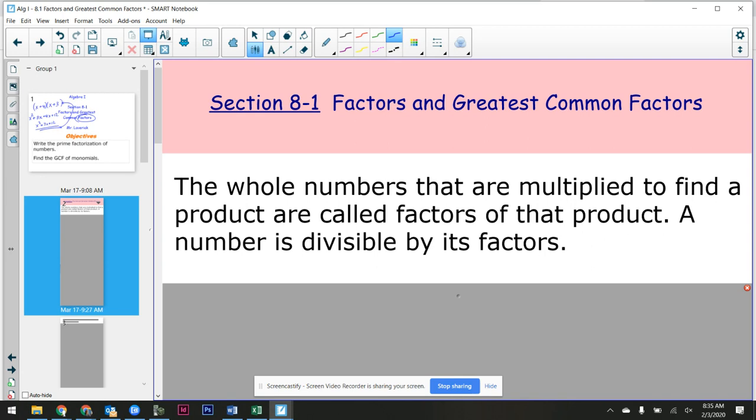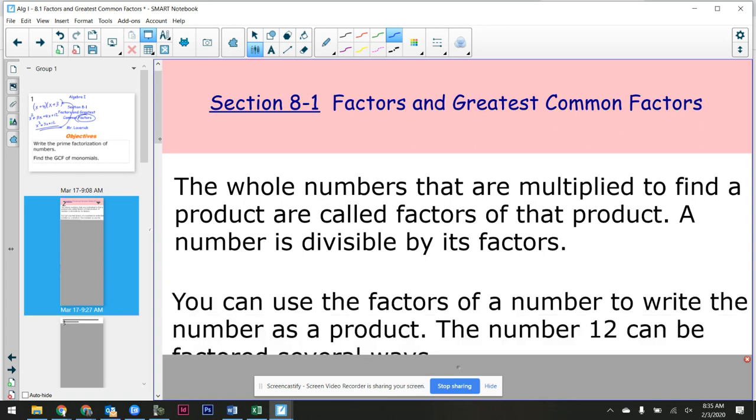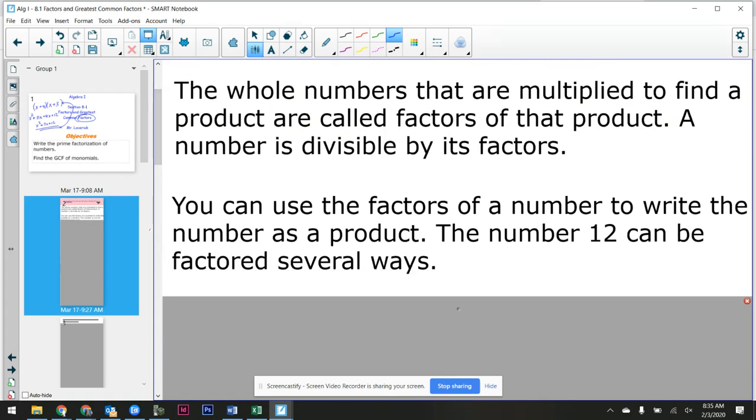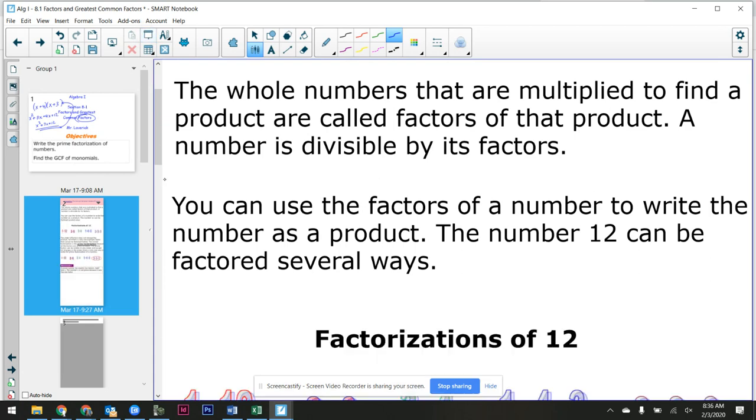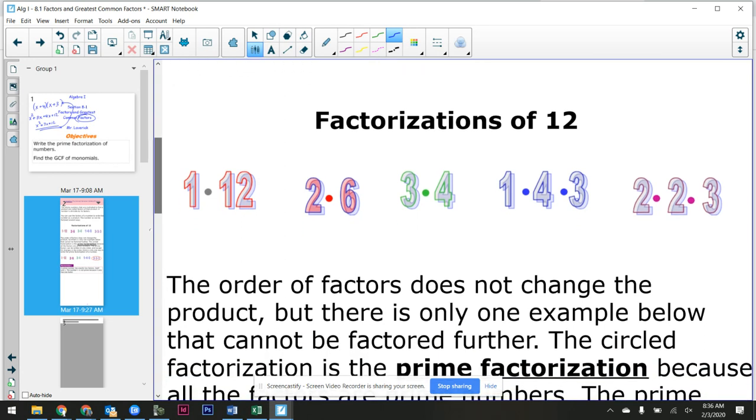A number is divisible by any of its factors. So we can use the factors of a number to write the number as a product. The number 12 can be written in all those various ways. You see it on your guided notes. Those are all different factorizations of 12. I've got 1 times 12, 2 times 6, 3 times 4, 1 times 4 times 3. But then there's that unique one sitting out there on the end, 2 times 2 times 3. Why is that one unique?